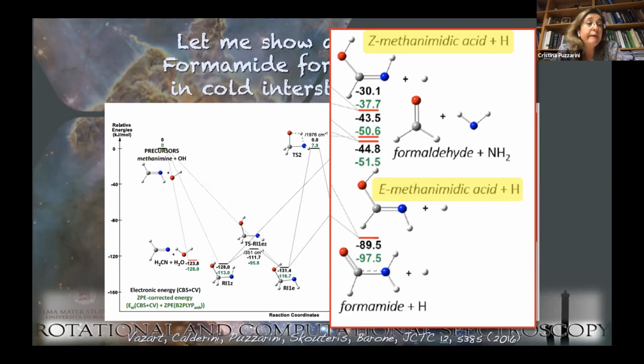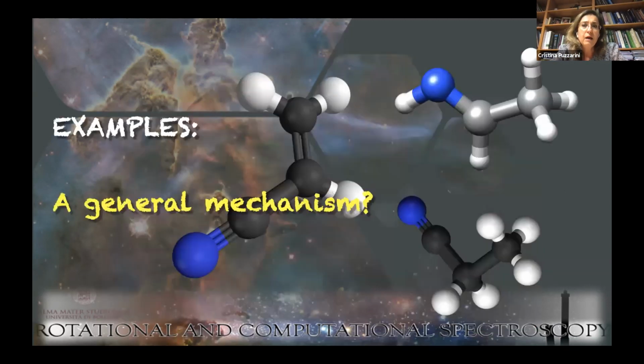Actually, using the flash vacuum pyrolysis system I showed you before, we think that with not too high a temperature, but with a reasonable temperature, maybe starting from formamide, we can see the isomerization. Let's see if this works. I would like to conclude with a question.